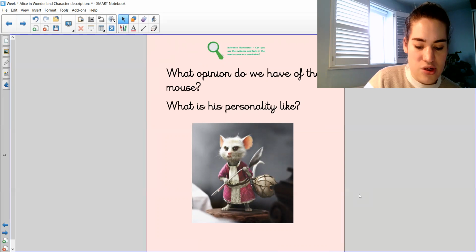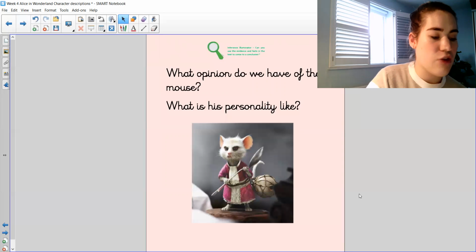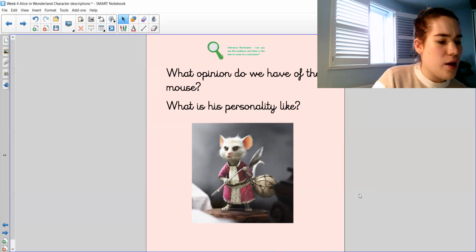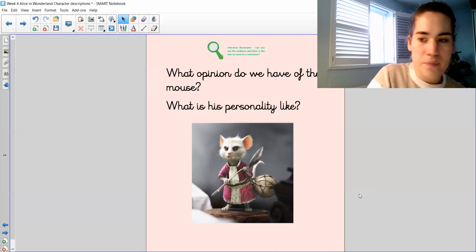Alice kept her eyes anxiously fixed on it, but she felt sure she would catch a bad cold if she did not get dry very soon. "Ahem," said the mouse with an important air. "Are you all ready? This is the driest thing I know. Silence all round, if you please. William the Conqueror, whose cause was favoured by the Pope, was soon submitted to by the English, who wanted leaders, and had been of late much accustomed to usurpation and conquest. Edwin and Morcar, the Earls of Mercia and Northumbria."